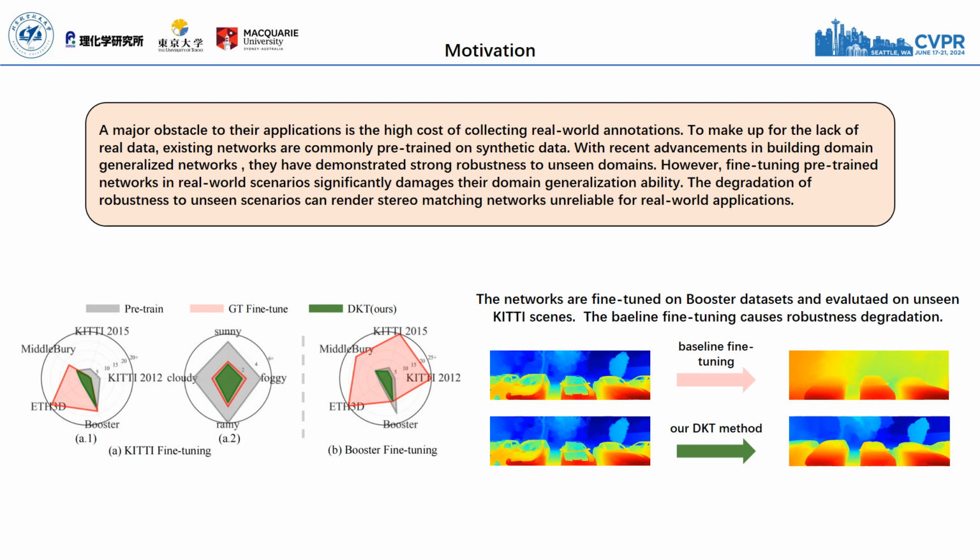To make up for the lack of real data, existing networks are commonly pre-trained on synthetic data. With recent advancements in building domain-generalized networks, they have demonstrated strong robustness to unseen domains. However, fine-tuning pre-trained networks on real-world scenarios significantly damages their domain generalization ability. The degradation of robustness to unseen scenarios can render stereo matching networks unreliable for real-world applications.